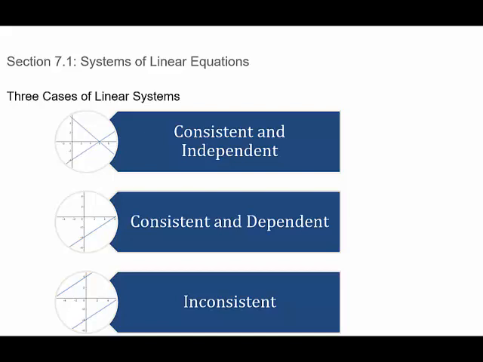In this part of the lesson, we're going to look at the three cases of linear systems. And the first case is if the two lines intersect in exactly one place, that system is classified as consistent and independent. Consistent means that there is at least one solution, but independent means that there's really exactly one solution.